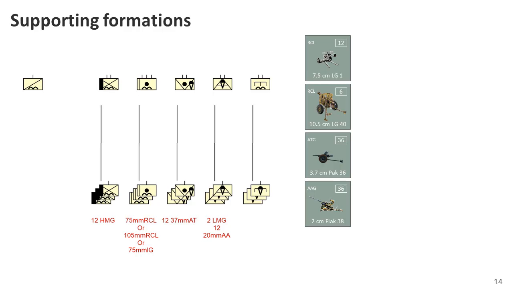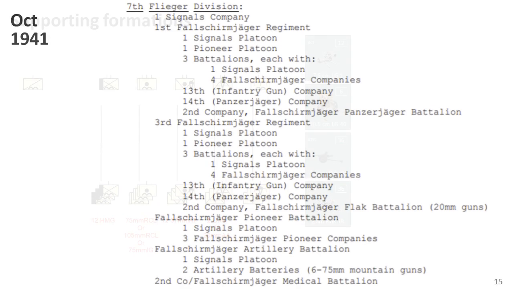The anti-tank battalion significantly beefed up its anti-tank capability, being equipped with the 3.7 centimetre anti-tank guns. A flak battalion was also added, which was equipped with 2 centimetre flak. This did not land at Crete. Finally, an engineer battalion was included, consisting of 3 companies of combat engineers. This shows a structure in October 1941, which was likely the structure of the division when it was deployed in Russia.